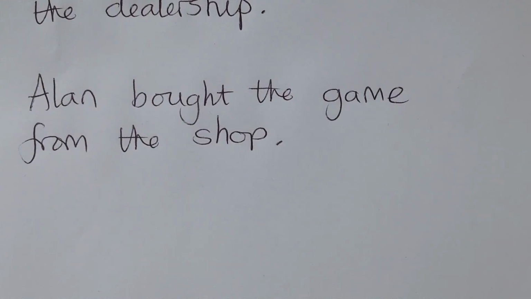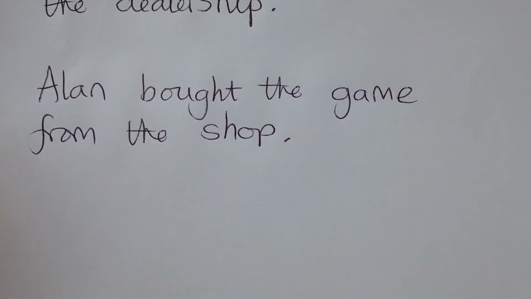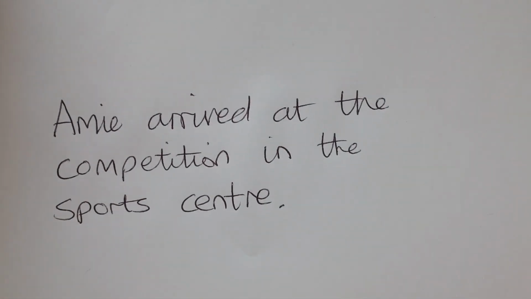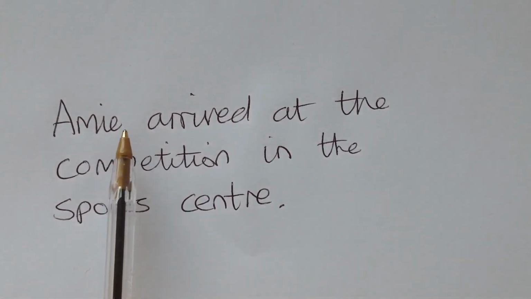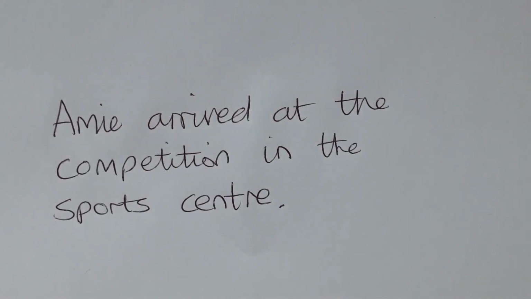Now, if you have finished all of that, I've got one more sentence that you can have a go at. I've also come up with, Amy arrived at the competition in the sports centre. Now you could drop something in about Amy. Can you tell me who she is, what she does, why she's there? Or could you tell me something about the competition? Amy arrived at the competition, and tell me something about that, in the sports centre. Again, as always, have a go, share your sentences with me and keep learning.